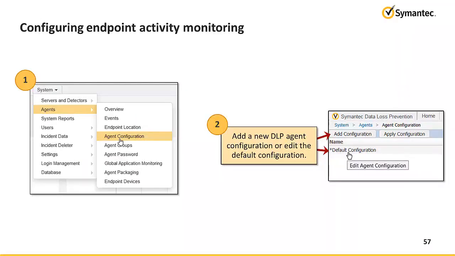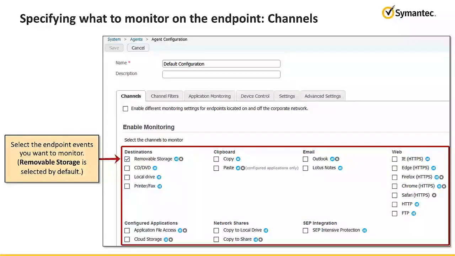You can configure what DLP agents monitor on endpoint computers and how they go about this task by creating and editing agent configurations in the Enforce Administration console, found at System, Agents, Agent Configuration. The agent configuration options determine the vectors or channels that are monitored on endpoints, and they enable you to set a variety of agent parameters, such as specifying monitoring filters and adjusting resource consumption limits. On the agent configuration page, you can click the default configuration to edit it, or click Add Configuration to create a new agent configuration. The Channels tab enables you to specify exactly what you want to monitor on the endpoint.